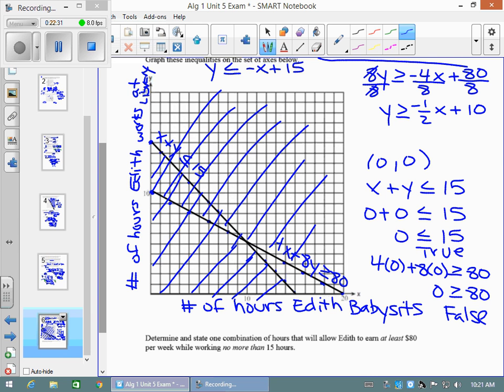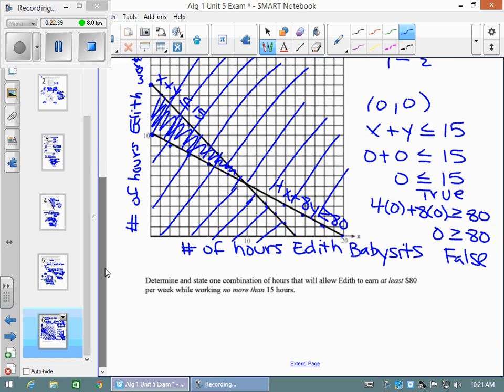And now I want to scroll to the bottom and make sure I answer the full question. It's asking me to determine and state one combination of hours that will allow Edith to earn at least $80 while working no more than 15 hours. Picking any point in this double shaded area would be correct, so your answers will vary, but let's say I just pick 1, 11. I need to state it, so any combination of a point that would be in that shaded area would get you credit there.